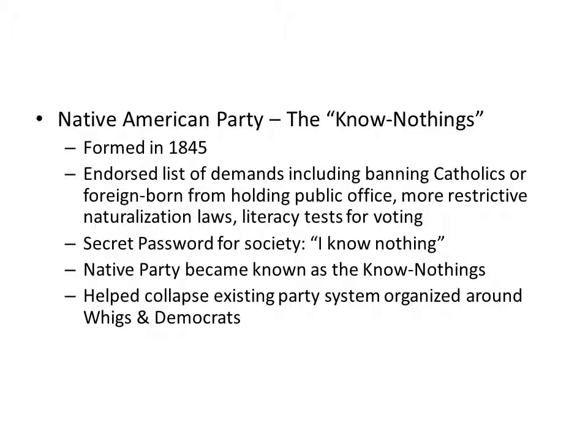Now, the Nativist Party is going to endorse a list of demands including banning Catholics or foreign-born people from holding public office. They want more restrictive naturalization laws and literacy tests for voting, and they also have a secret password for entering their society, which is "I know nothing," and the Native Party, as a result, becomes known as the Know Nothings. And they help collapse the existing party system, which is organized around the Whigs and Democrats, and we'll talk about that political realignment that happens a little bit later.